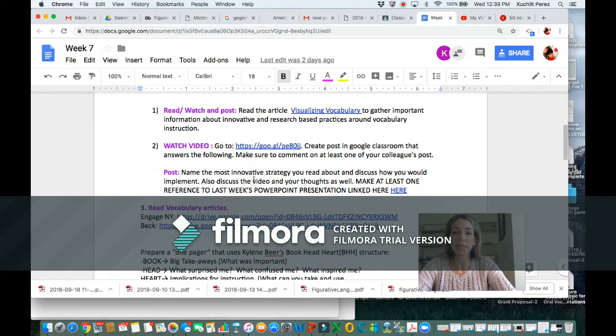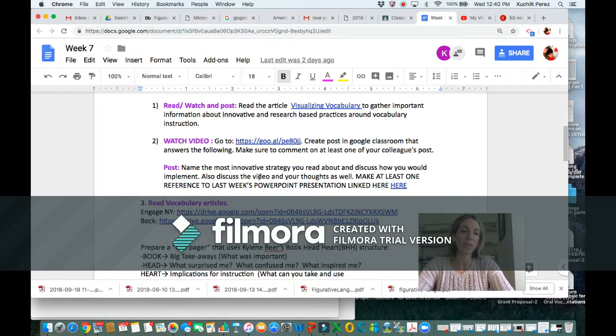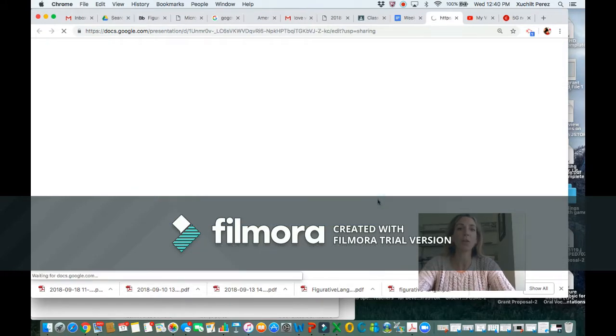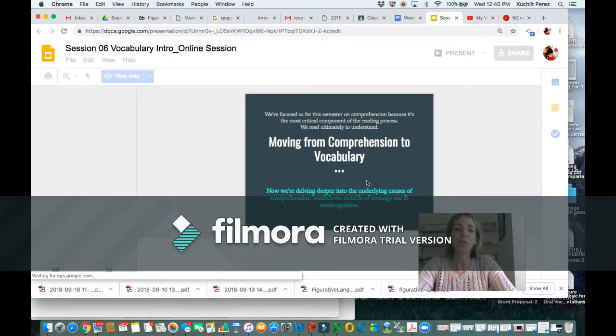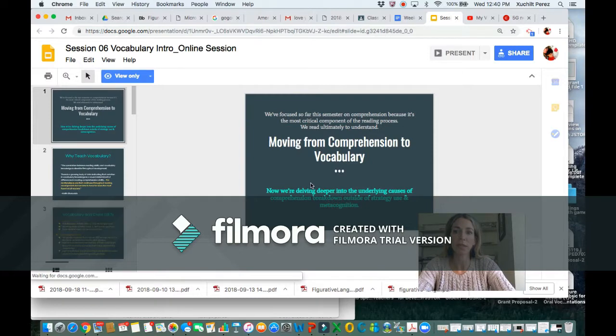And then the post is very easy. You should just name the most innovative strategy you read about and discuss how you'd implement it. And also discuss the teaching channel video, which is linked here. And make at least one reference to last week's PowerPoint presentation. And I know that sometimes you might just quickly go through the PowerPoint presentations, so I try to make sure that you have a chance to revisit some of those.